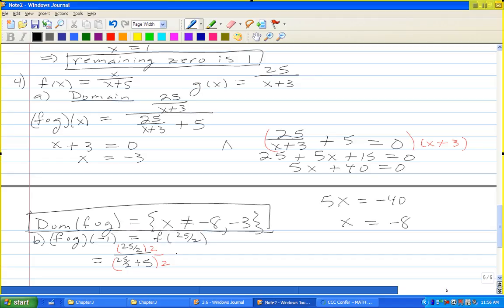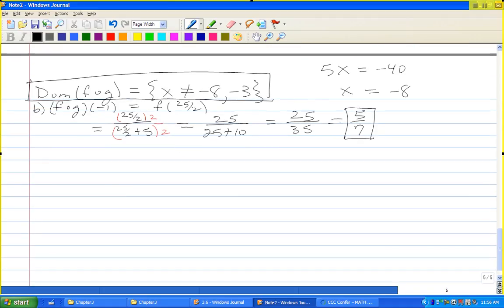So this is equal to 25 over 25 plus 10, 25 over 35, 5 over 7. So f composed with g at negative 1 is 5 over 7. Let me do problem number 5.